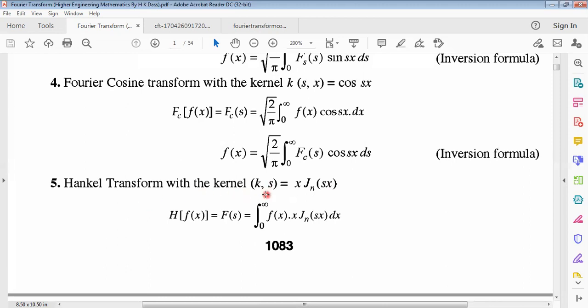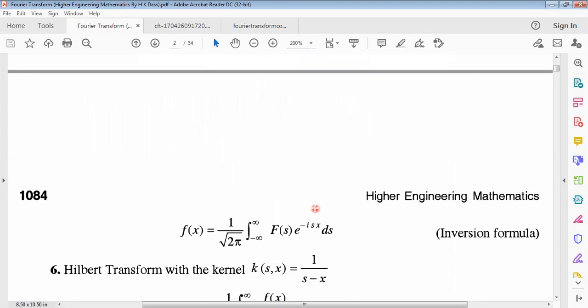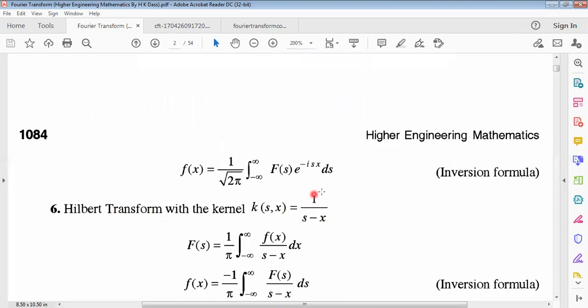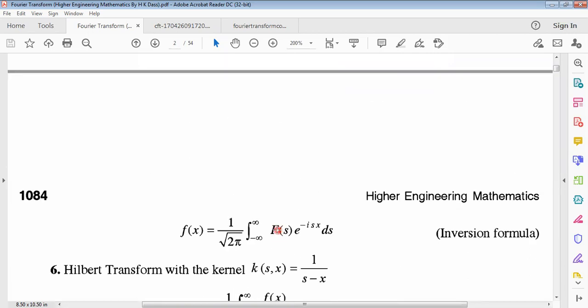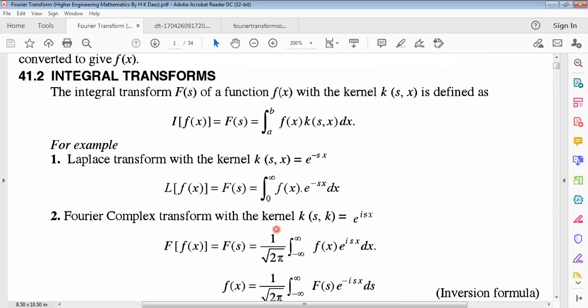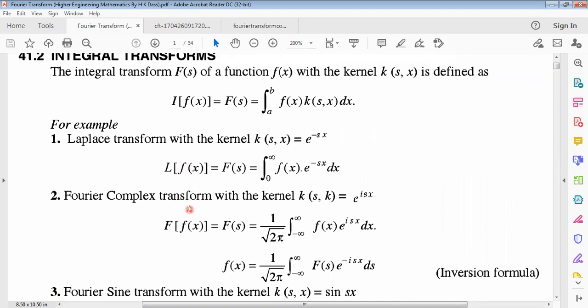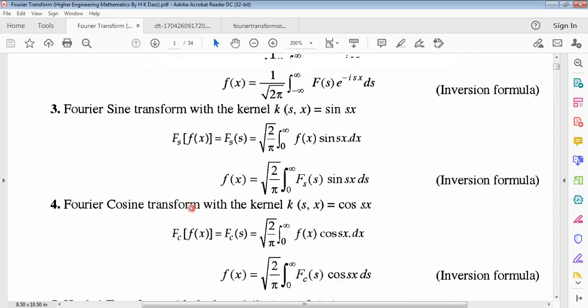Now the Hankel transform will have its own kernel. The Hilbert transform will be like this, and the Mellin transform has the kernel x to the power s minus 1, which is multiplied with the parent function f(x), and the integration will be from 0 to infinity. Among these 7 integral transforms, we will study the Fourier transform from here.